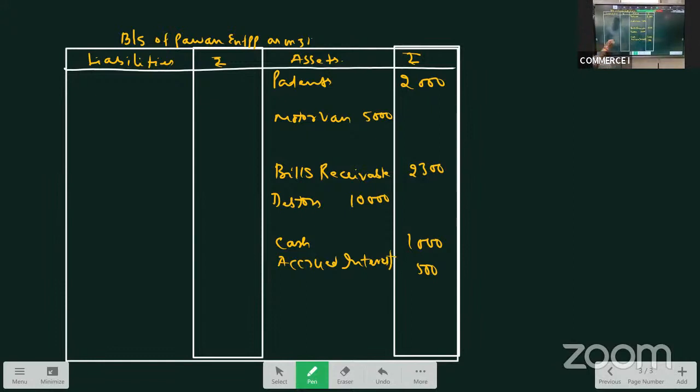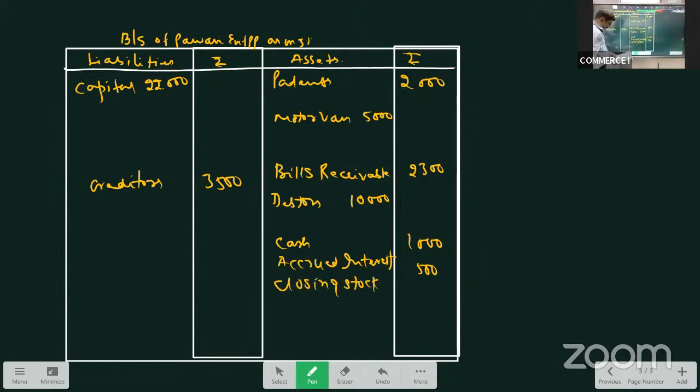Then credit side, creditors. Creditors are a liability, 3,500. Then capital. Capital is 22,000. Okay, so we have taken all the items which are related to balance sheet from trial balance. Now coming to adjustment, closing stock. Closing stock is an asset. Once we take it in trading account credit side, now we are on the asset side.